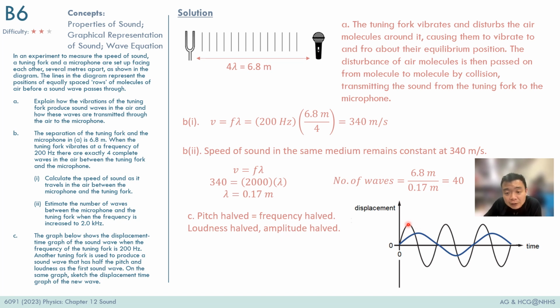So previously the wavelength is from here to here. This is the wavelength. But now the same distance here for the blue graph is just half the wavelength, because the full wavelength is now doubled onto here already. Okay, so two ways to figure this out. Loudness is half means the amplitude is half. So amplitude was here, now it's half. Alright, so this is how we can sketch the new graph.